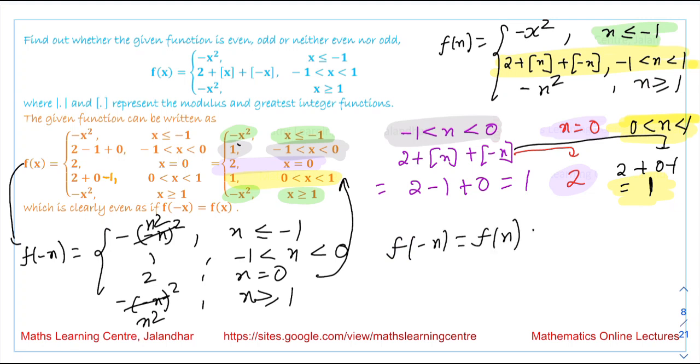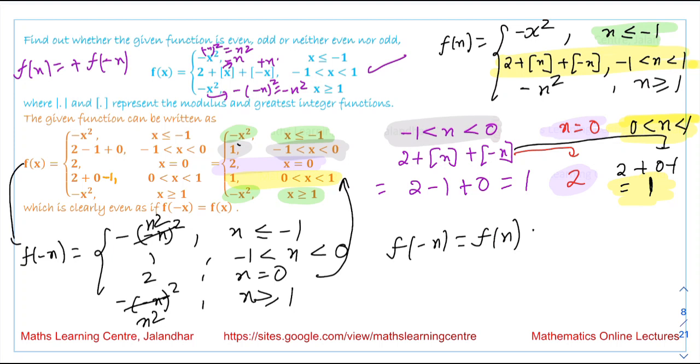So in place of doing this, you can also directly write minus x in place of x in the given function. So when we write minus x square, that will be x square, it will be minus x, this will be plus x, this will become minus of minus x square, that is equal to minus x square. And we can see that both these functions are same. So we are saying f of x is equal to f of minus of x. It means this function is clearly an even function.